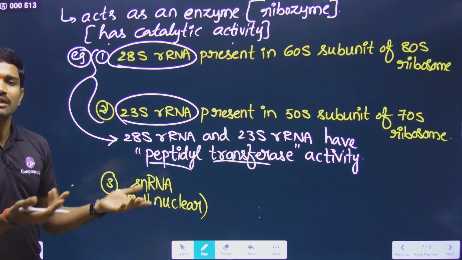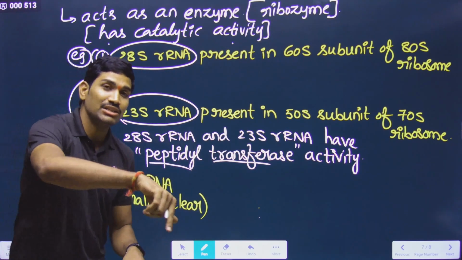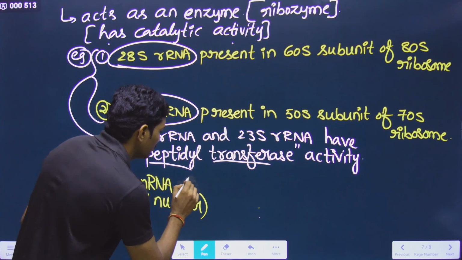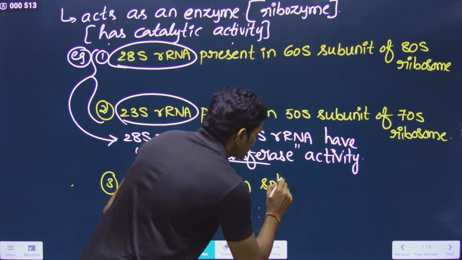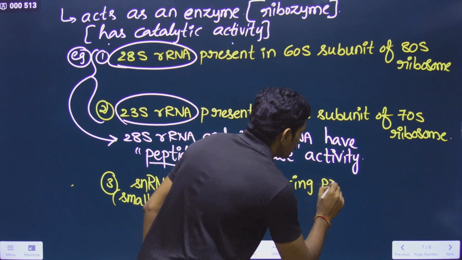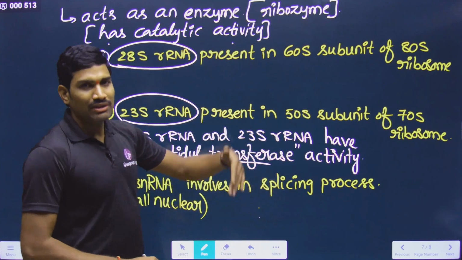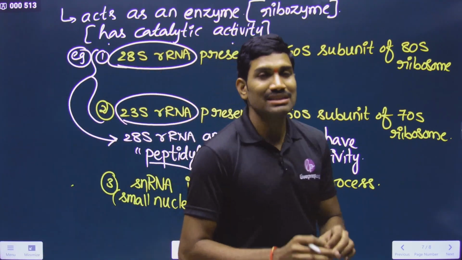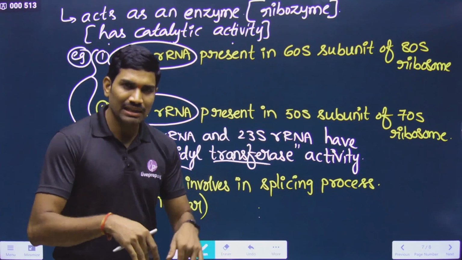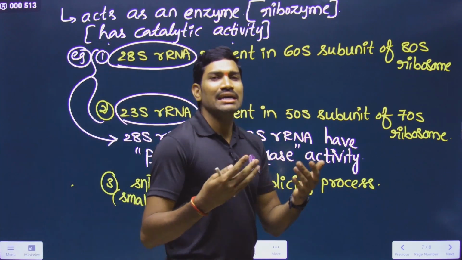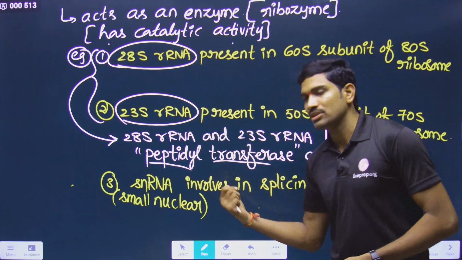And what is its function? It is also having enzyme activity. But what is the name of the enzyme? Not needed. But where it is involved, that is important. So snRNA is involved in the splicing process. What is splicing? Don't ask now, it will take so much time. That splicing process is a little bit complicated, and we will study it very clearly under the heading of transcription. What is transcription? Synthesis of RNA from DNA is called transcription. So at that time, we will study about this particular splicing.